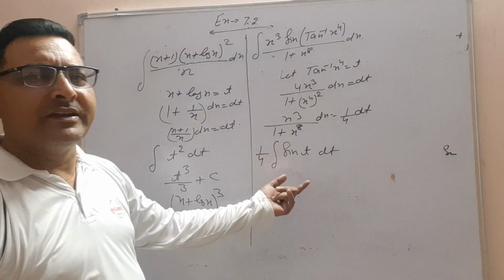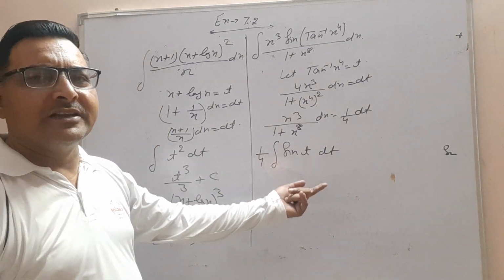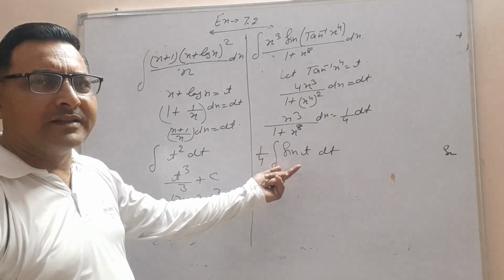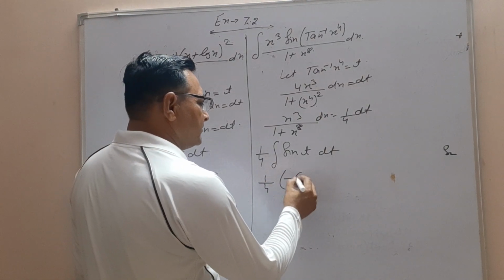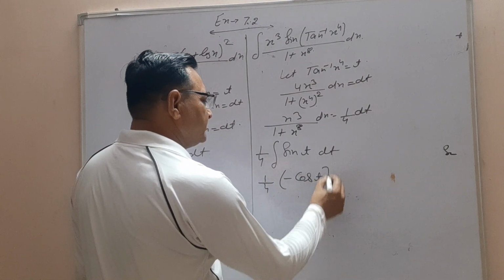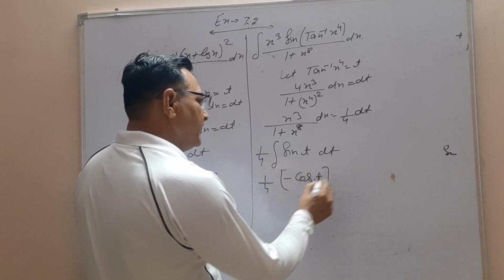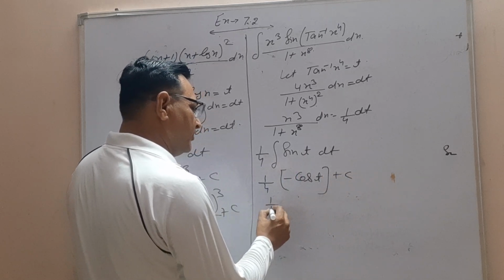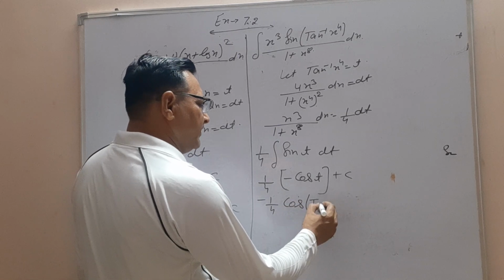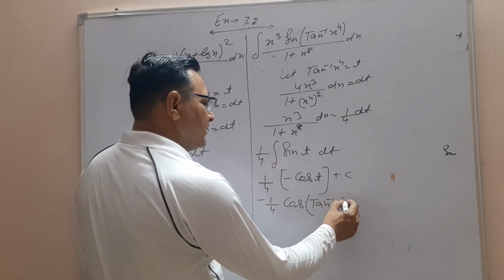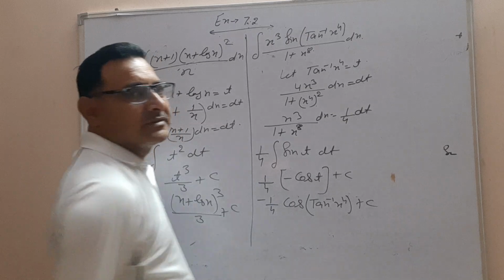Now simply do the integration. What is the integration of sine t? That is minus cos t. So 1 by 4 into minus cos t plus c. Put here the value, with the negative sign: minus 1 by 4 cos of tan inverse x power 4, plus c.